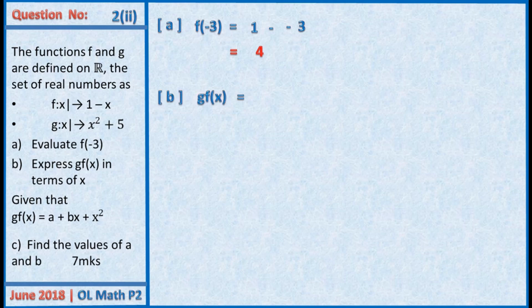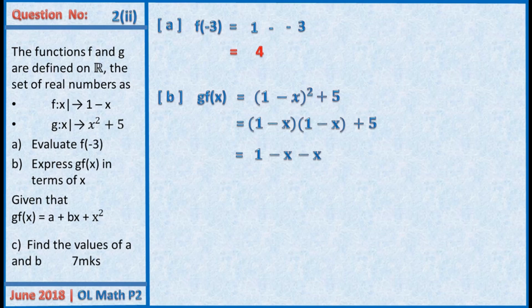B, find g of f of x. G of f of x means in the function g, replace x by f of x. So in that function g, that's my x, I've replaced by my 1 minus x, and I continue with plus 5. I open out the bracket. 1 minus x all squared is the same as 1 minus x times 1 minus x, and then plus 5. So this gives us 1 times 1, 1, 1 times minus x, minus x, minus x times 1, minus x, and minus x times minus x plus x squared, and then plus 5. Bringing like terms together, we have 1 plus 5, which is 6, minus x, which is minus 2x plus x squared.